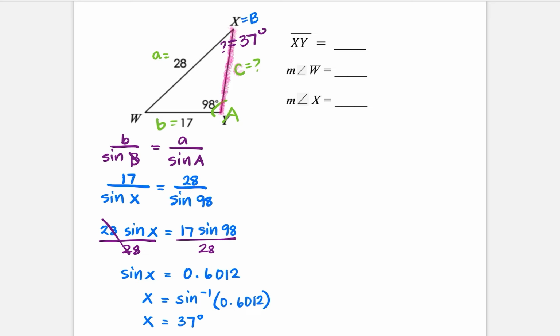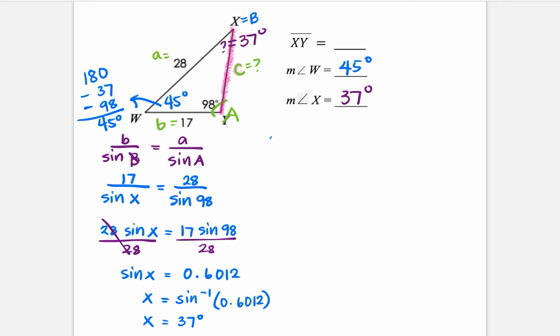Now we can solve for angle W at this time. So that would be simply 180 minus 37 minus 98, or the sum of the two other angles, and that would leave us with 45. So this is 45 degrees. So angle W is 45 degrees.